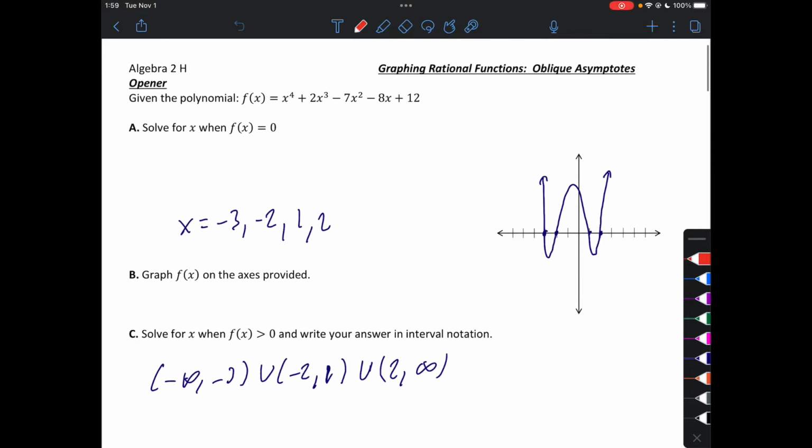All right, you should have come up with something along these lines here. You got 4 answers for A. All of them are linear factors, so you'll pass through the axis at each one. You can use your graph to see that the function is positive on 3 different intervals: here, here, and here.